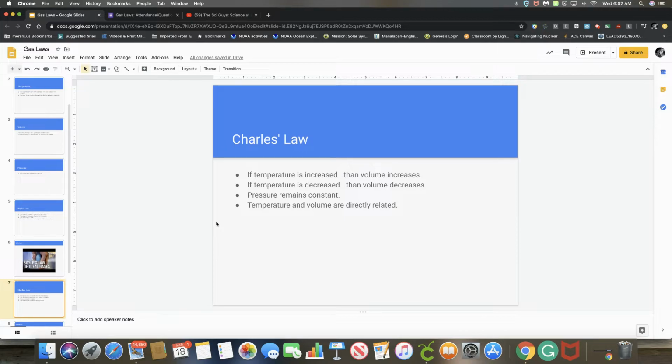If temperatures decrease, the volume decreases, and pressure remains constant. Remember, there's the three variables again: temperature, volume, pressure. Each one of these laws has all three of them. Don't forget about the third one, which is always going to be your constant one, the one that's not being affected. Temperature and volume, unlike in Boyle's law, are directly related. That means if one goes up, the other goes up. If one goes down, the other goes down.